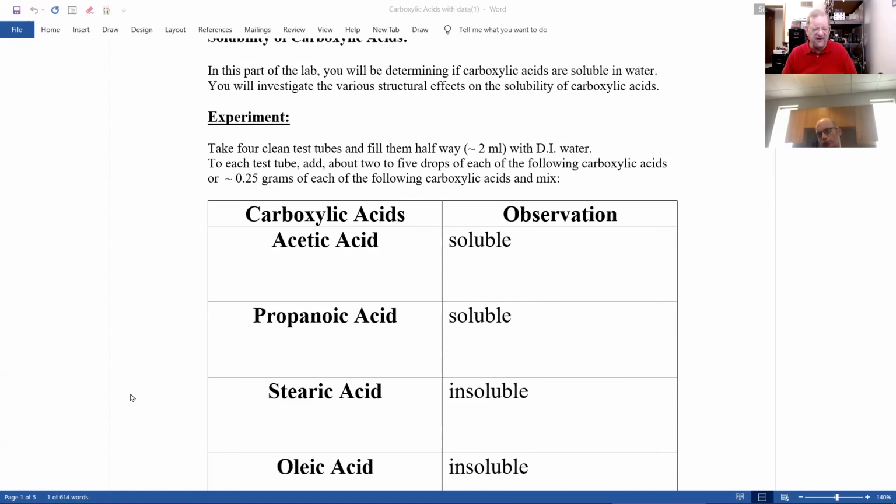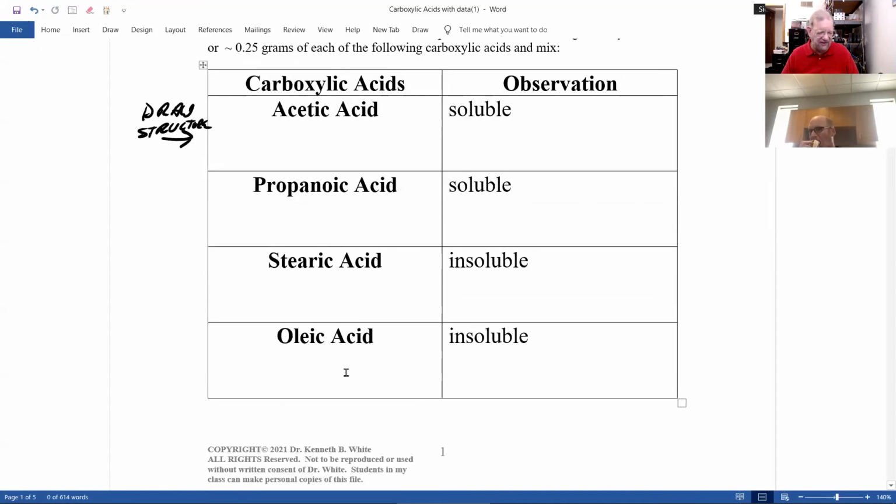Now, one of the things I don't have here, but for here, please draw the structure of each carboxylic acid you're using. And I have acetic acid, propanoic acid, stearic and oleic. And you can find the structures on the internet using my favorite search engine, hopefully yours, Google.